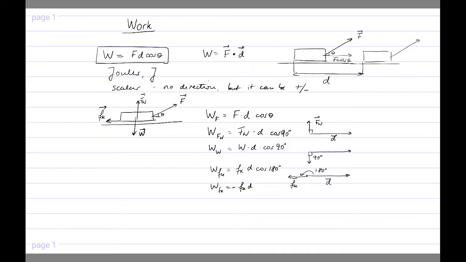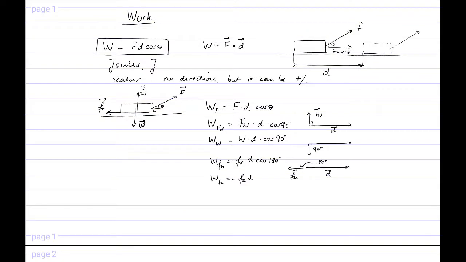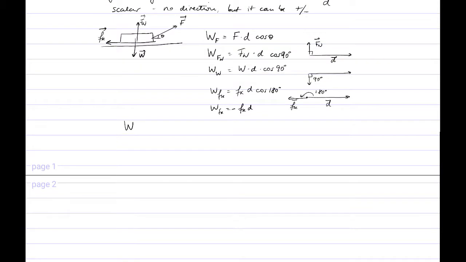Okay, so if I want to write the net work in this particular problem, so I'll say work net. Since it's a scalar, I can just add all of these components up. So I have work done by force F plus work done by the normal force plus work done by the weight plus work done by kinetic friction. So that will be Fd cosine theta plus 0 minus Fk times d. So the net work is just Fd cos theta minus the friction force times d.